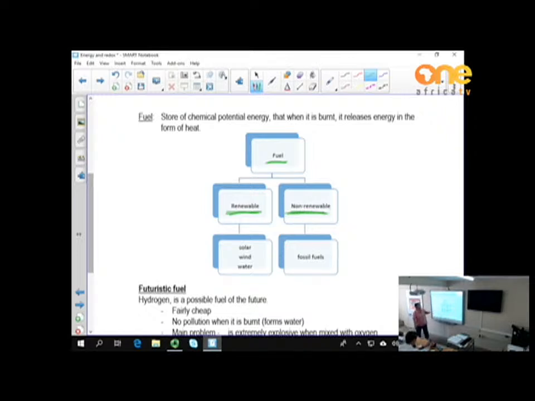So whether the fuel is renewable or non-renewable depends a little bit on the situation. But in general, fossil fuels are non-renewable. Sunlight, wind energy, water energy, etc., is renewable. Okay, so solar, wind, water, and in general, fossil fuels are non-renewable.